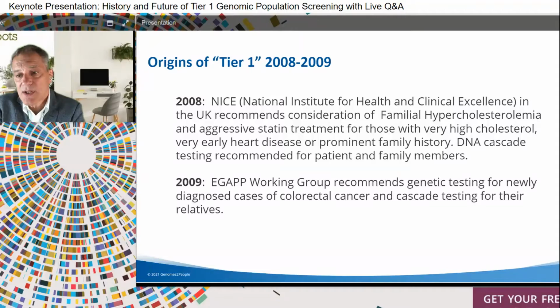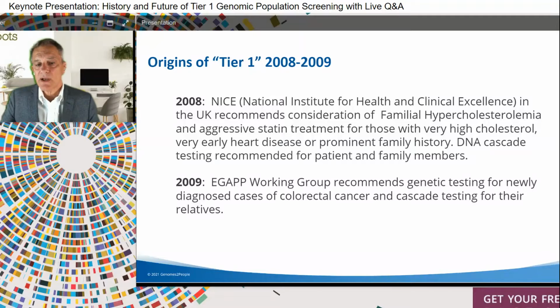Now, around the same time, in the UK, the National Institute for Health and Clinical Excellence recommended similar types of testing for familial hypercholesterolemia, again, only for people who had very early heart disease or prominent family history or already knew they had a family member with a mutation. And then around that same time, the EGAP working group jumped in and made a similar recommendation for colorectal cancer. All of these recommendations now were starting to emerge, but only in these circumstances I've described.